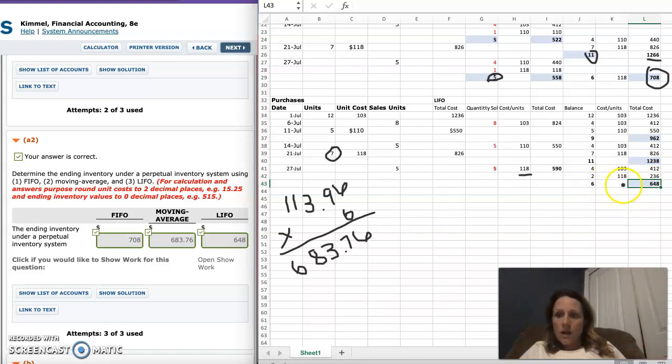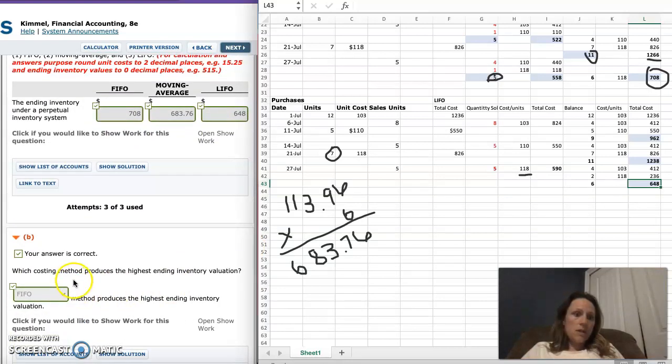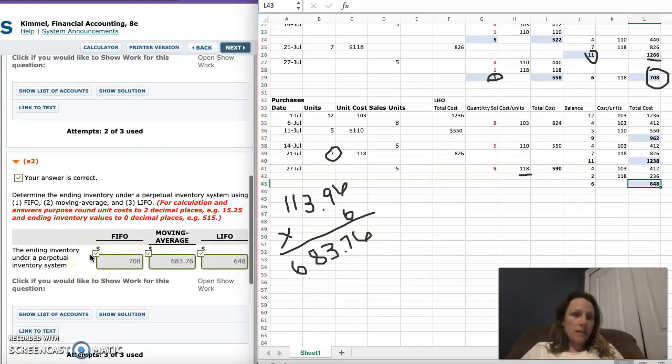And so then 412 plus 236 is 648. So that is our ending inventory for LIFO, 648 over here. And then we scroll down, and which cost method, we don't need to worry about that because I just have to do A. So that's all.